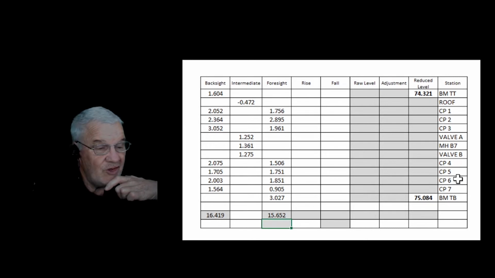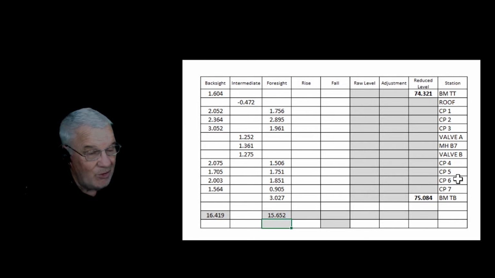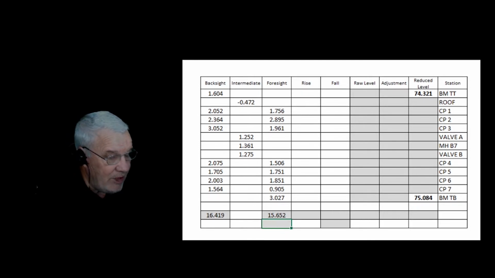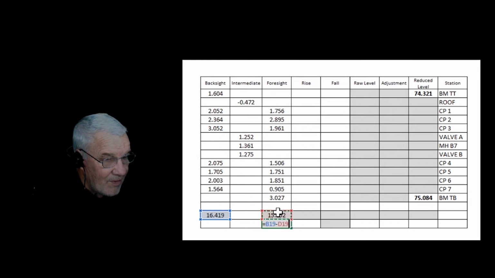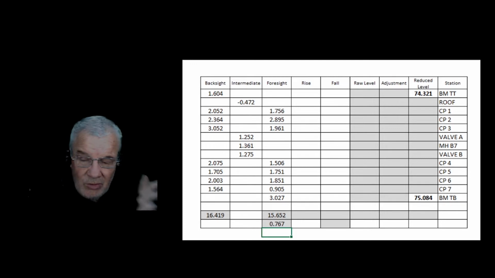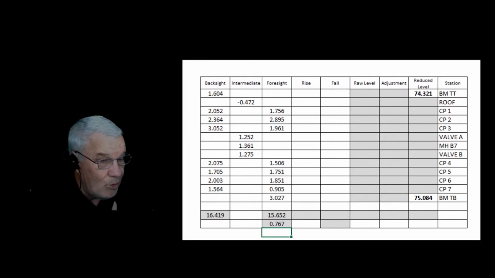But in this case, the backsights and foresights will not be equal, and the difference between them, of course, will be the difference in height that we've measured between those two existing marks. So what we do here is we just find out what that difference in height is. That there minus that there. Sum of the backsights minus the sum of the foresights, 0.767.